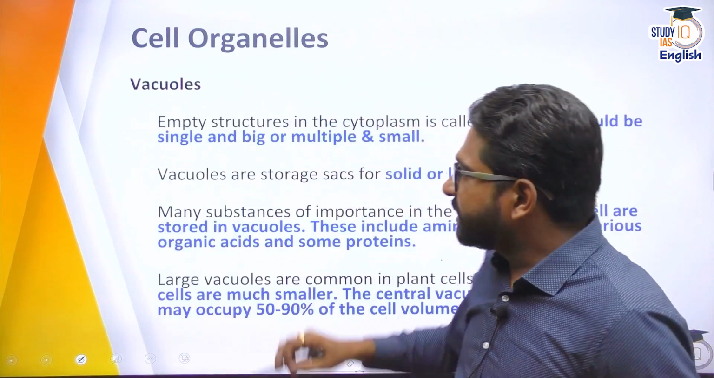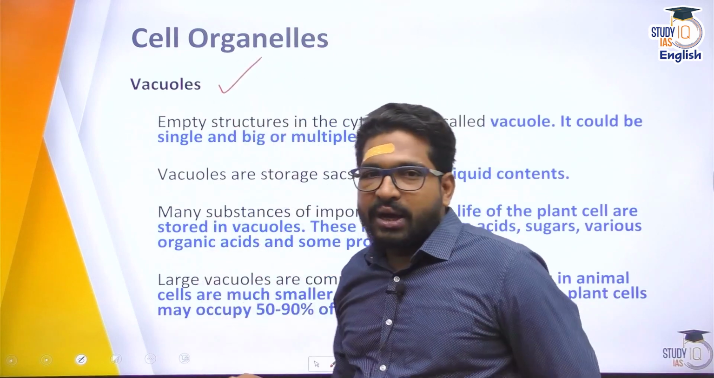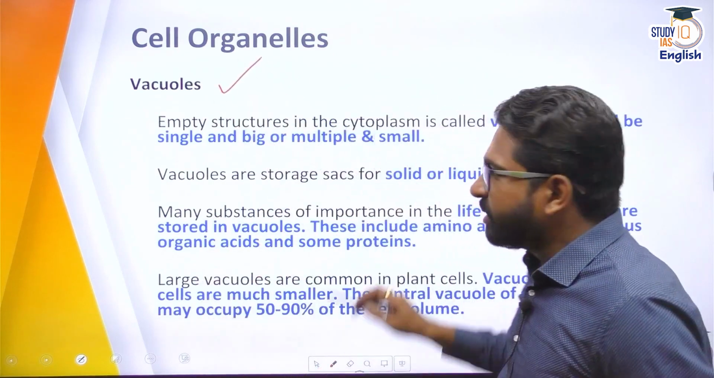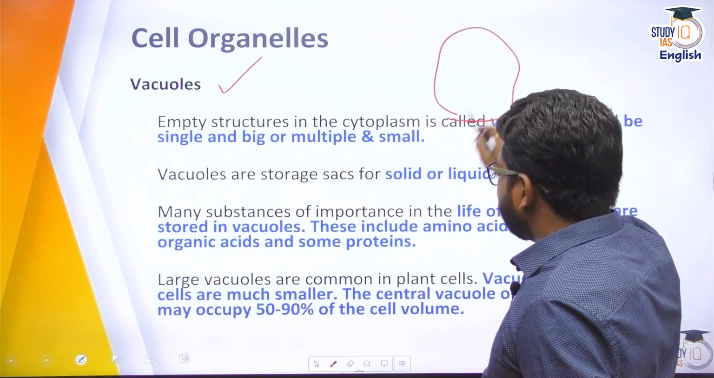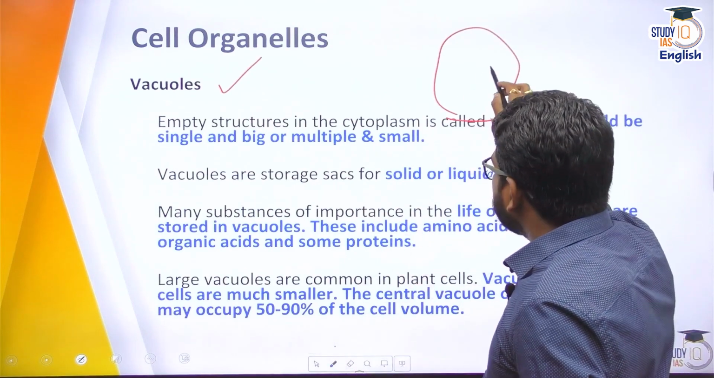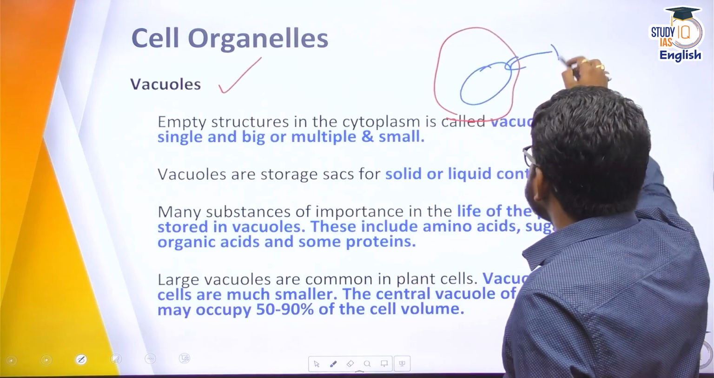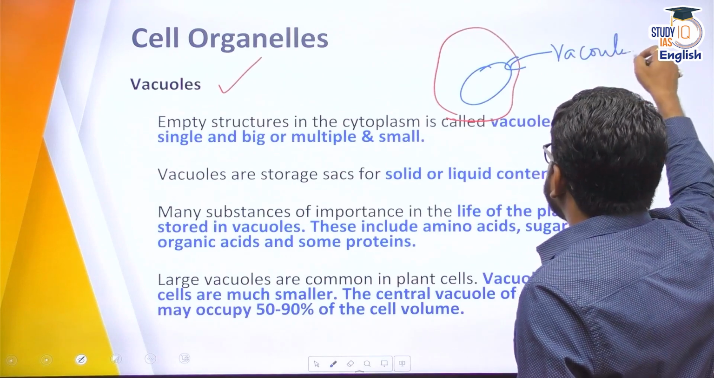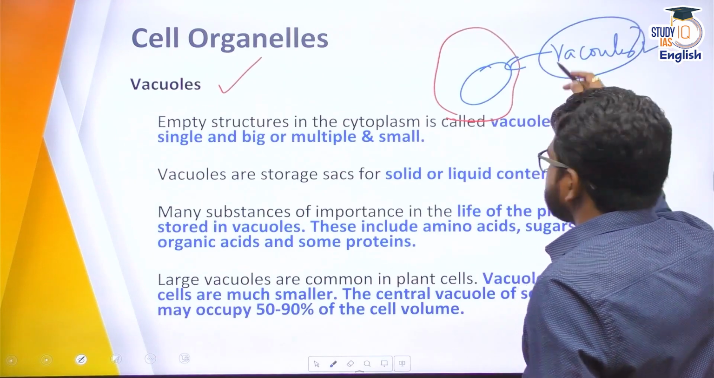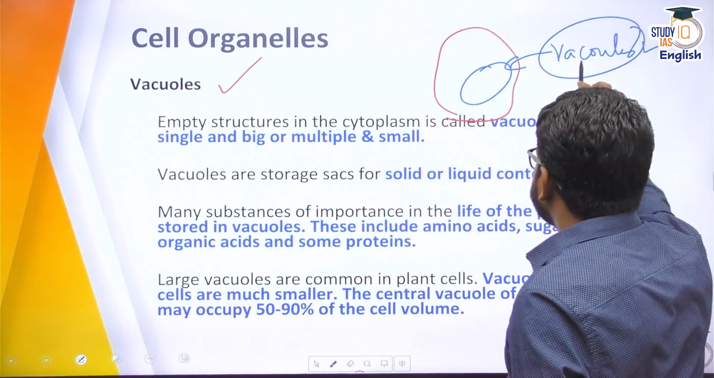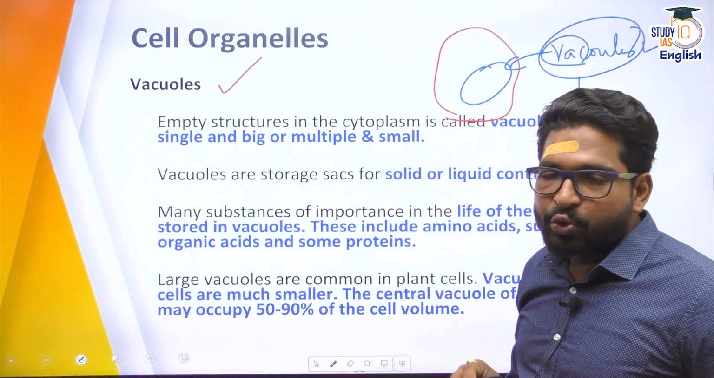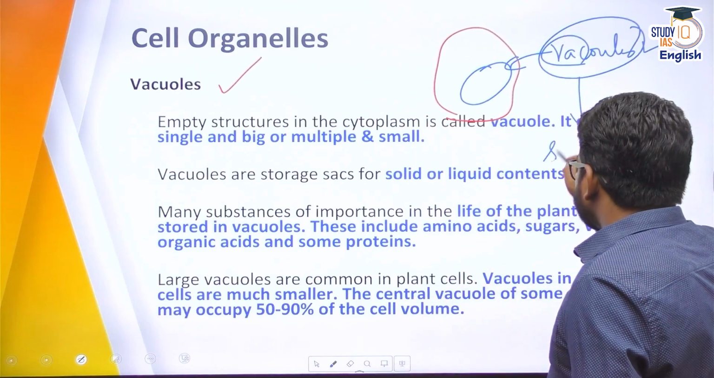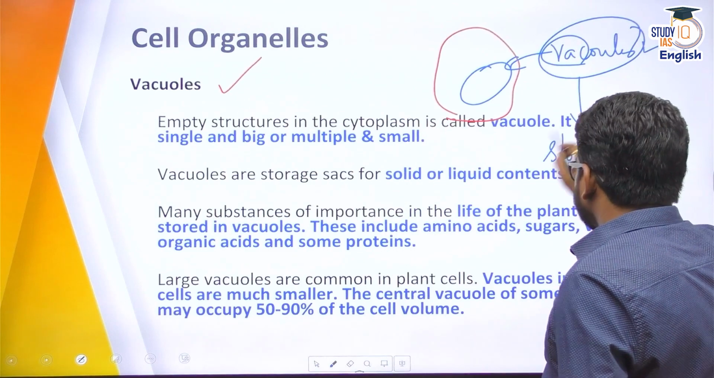Apart from this, there is an organelle called the vacuole also, and in a plant cell, the vacuole is generally very big. These vacuoles are storage spaces. You can see the root word here also, vac. The root word is vacuum. These are storage spaces. What do they store?